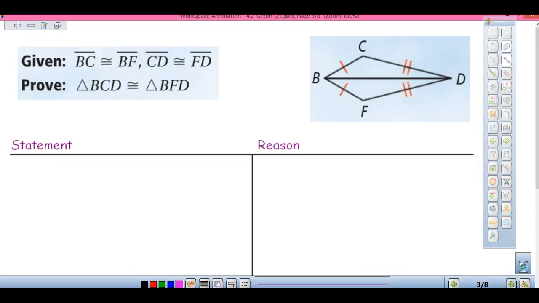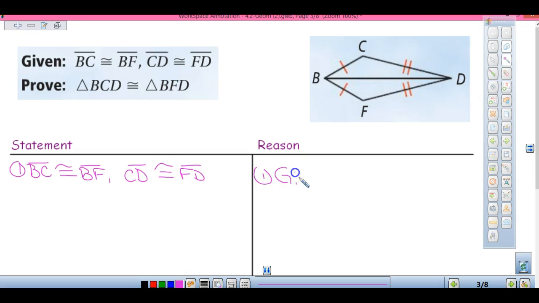Okay, so if we look at this, what do we always start with? The given. So we're going to write down, we've got BC is congruent to BF, and CD is congruent to FD, because that is given. They did some nice markings on their picture for us. That was very nice of them.